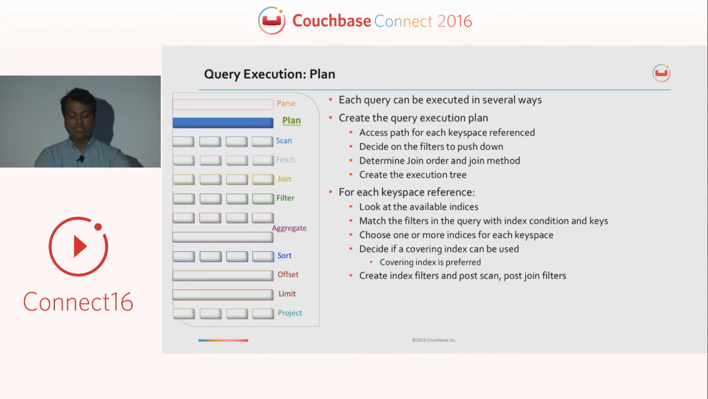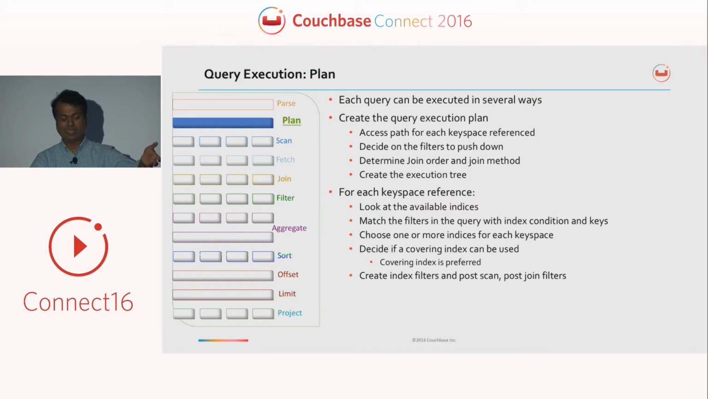Right? Then for each key space, we talked about selecting the index. So depending on the predicates, depending on the indices that you have created, there will be many indices in your database. So we have to choose one or more appropriate indices for that particular key space. We use a rule-based optimizer. So we choose the index based on the keys that you have used, as well as the covering aspect of the query. We'll discuss the covering index and covered query later in the talk.